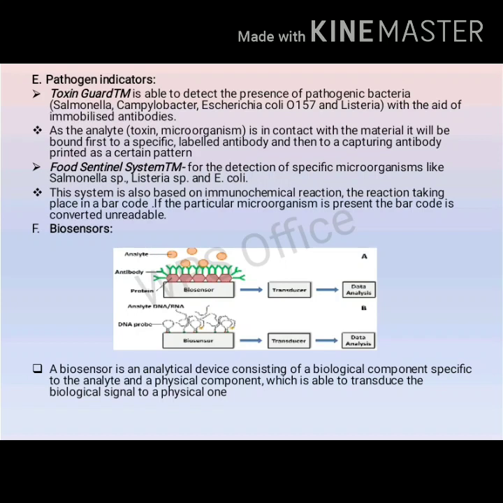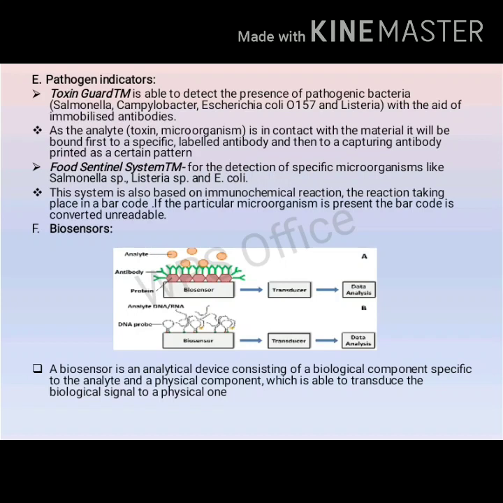A system known as Toxin Guard (TM) is able to detect the presence of pathogenic bacteria such as Salmonella, Campylobacter, E. coli O157, and Listeria with the aid of immobilized antibodies. As the analyte toxin or microorganism is in contact with the material, it will be bound first to a specific labeled antibody and then to a capturing antibody printed as a certain pattern.